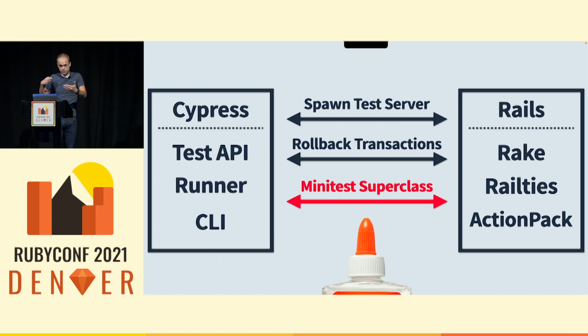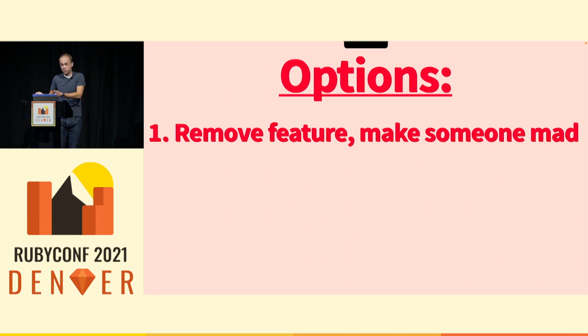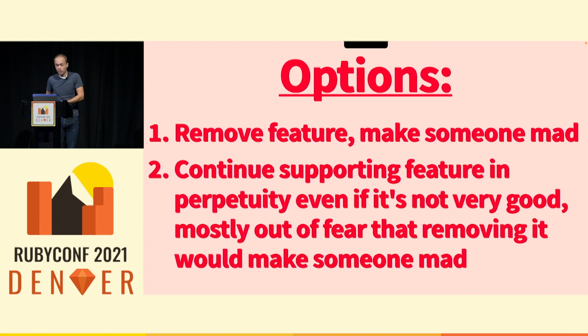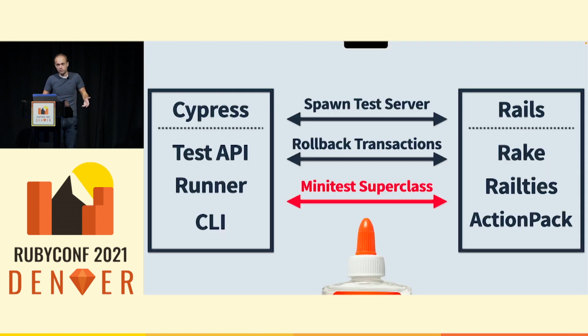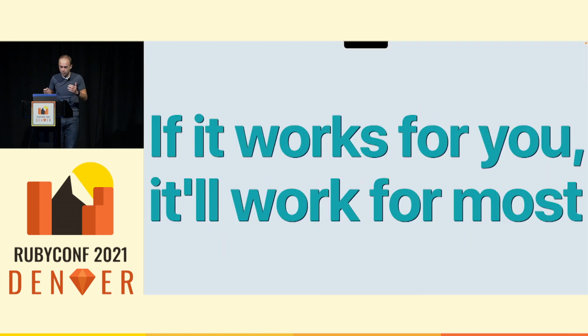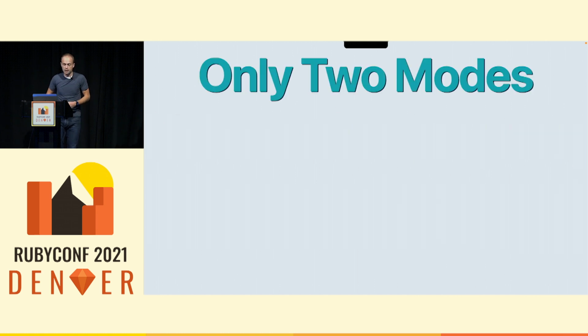So I had a tough choice to make. I had to choose between removing the feature and potentially making somebody mad, or continuing to support that feature in perpetuity, even though it's not very good, mostly out of fear that somebody might get mad if I removed it. But the Jasmine Rails experience had taught me the right thing to do is just to get rid of it. Now, if you publish a gem and it doesn't have a particular option, no one's going to know to thank you that your gem doesn't do this unnecessary thing, but you need to have your own backbone and stand up and be a bit of a vanguard against complexity creep.